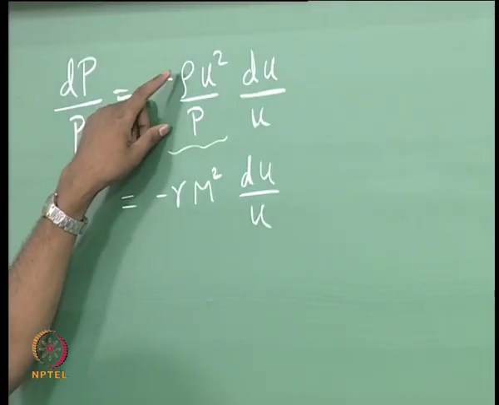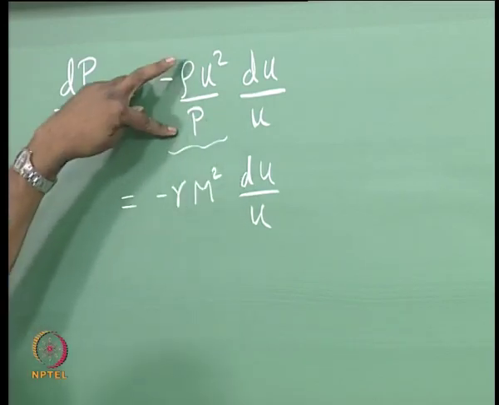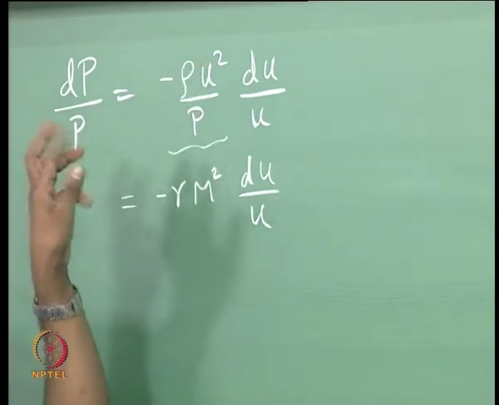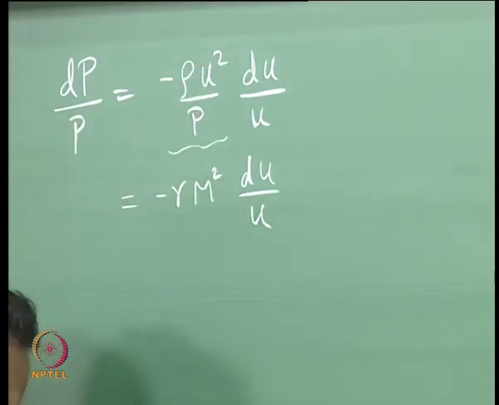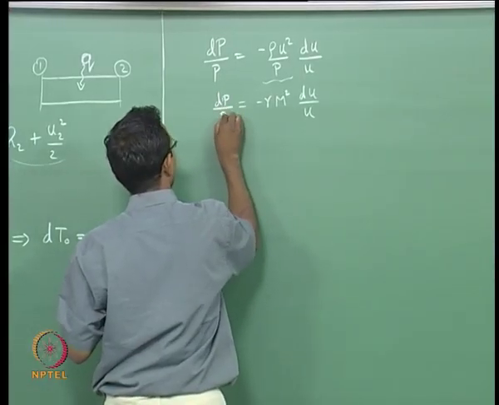P equal to rho RT. So, I will just put rho RT here. I will just have RT at the denominator. I will put gamma above and below. Then I will have gamma times U square by gamma RT. Then that becomes M square. This is one expression I have, dP by P.